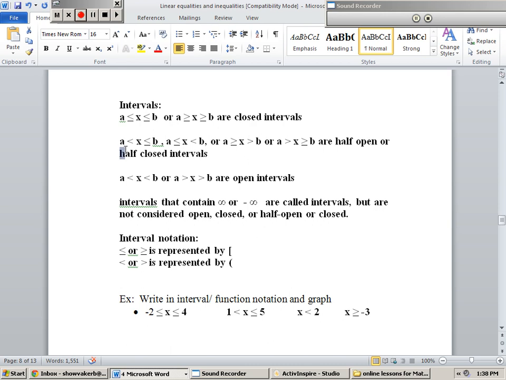You can have something where you have max and min, but only one of the ends is closed. They're called half open or half closed intervals. And then you have intervals where both ends are open dots, so they're called open intervals. Intervals that contain infinity or negative infinity are called intervals, but are not considered open, closed, or half open or half closed. They're just considered intervals. Like I showed you before, if you have an equal to sign, you can use a bracket to do things in interval notation. If it's not equal to, you would use a parenthesis. I will show you that in a second.